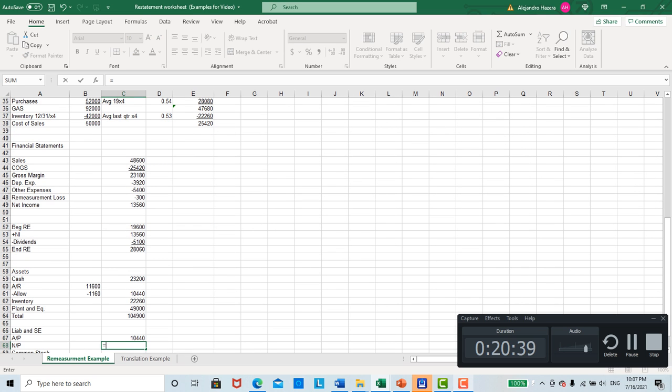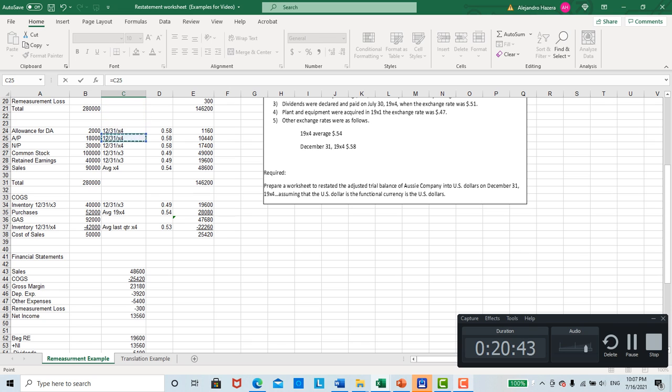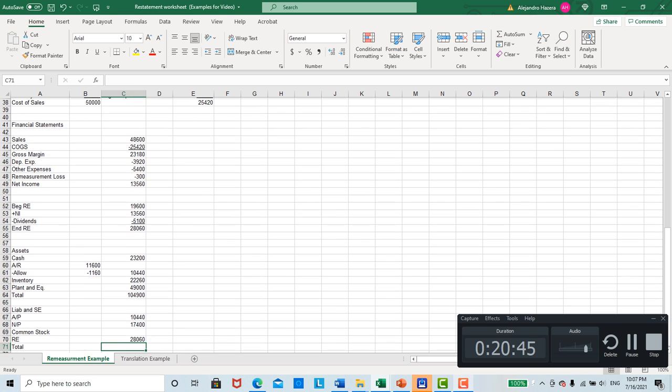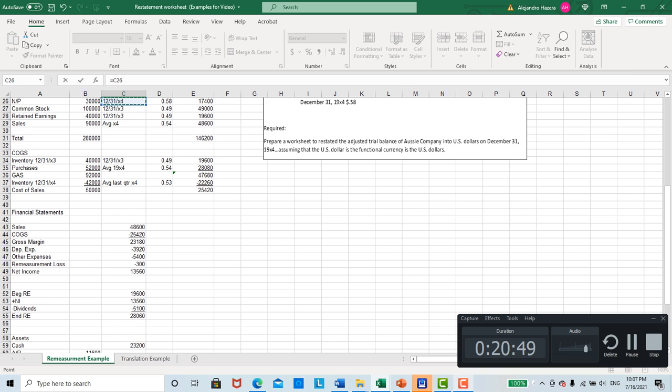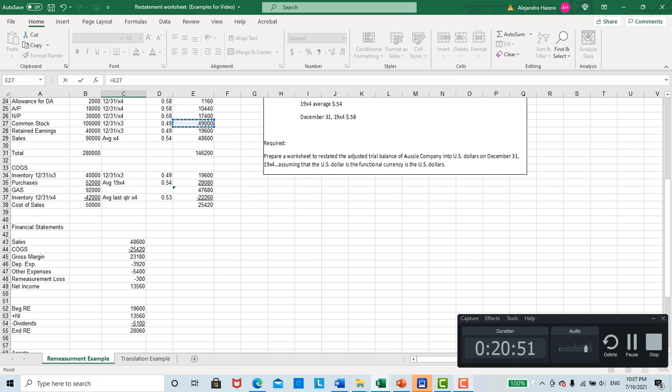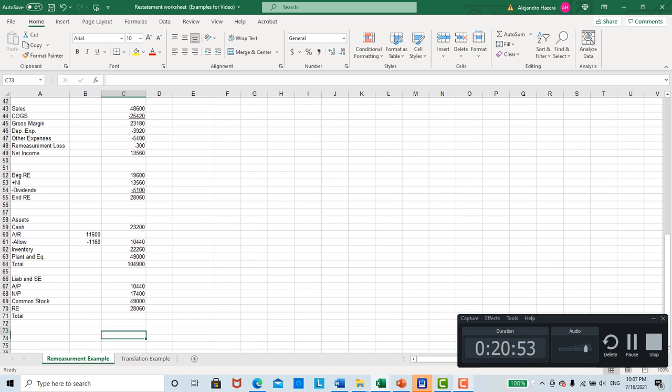Then we'll just finish this thing up, and we've got accounts payable equal to 10,440. Notes payable is equal to 17,400. Common stock is equal to 49,000, and our total, 104,900. So we're good on the totals, 104,900, 104,900.